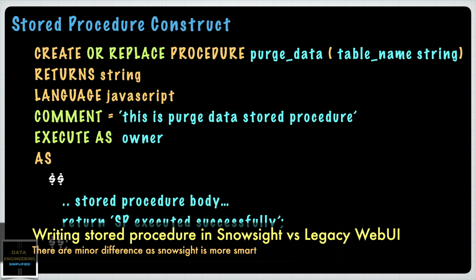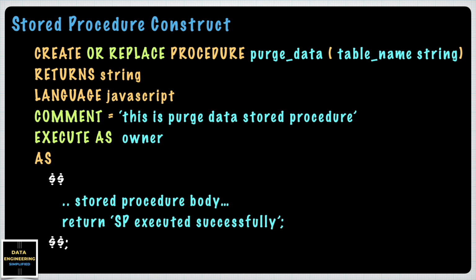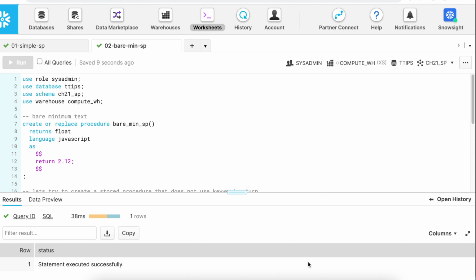If you don't specify any return keyword in the stored procedure body, it is not an issue and Snowflake will automatically take care of it without any compilation or execution error. However, when you call the stored procedure, it will always return a null value. Let's quickly see what all parameters or keywords can be omitted.